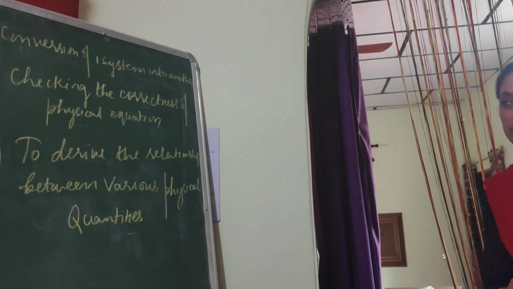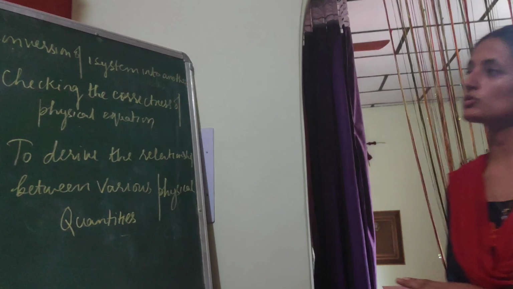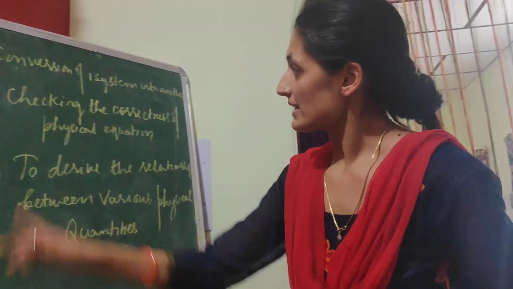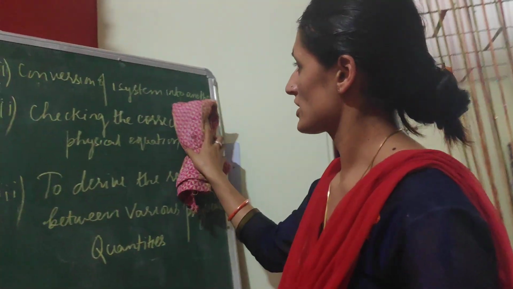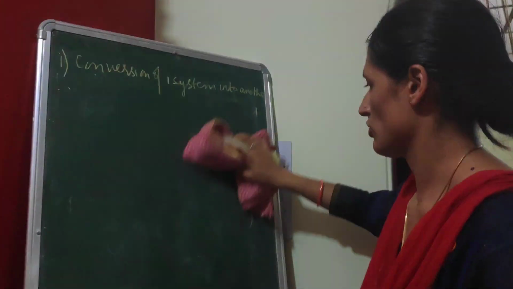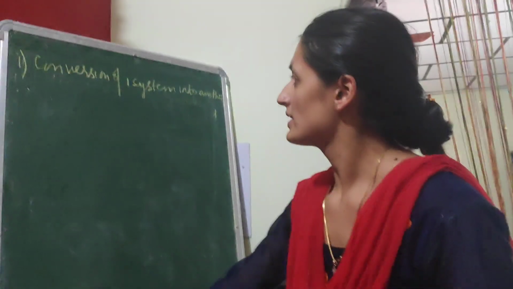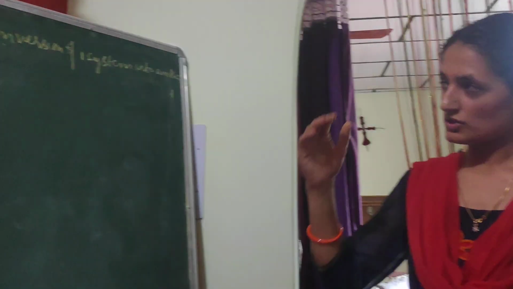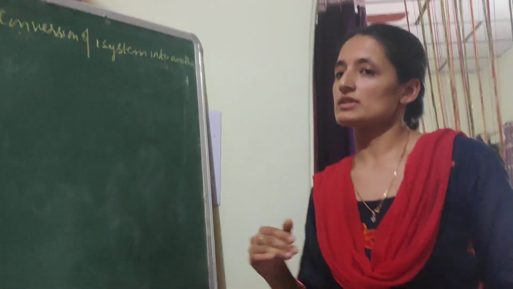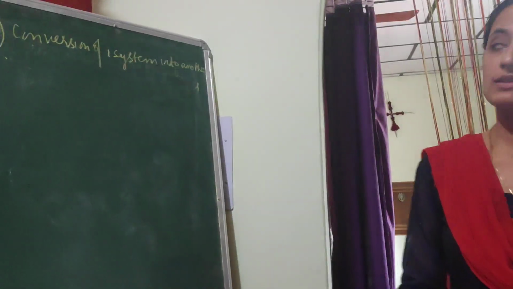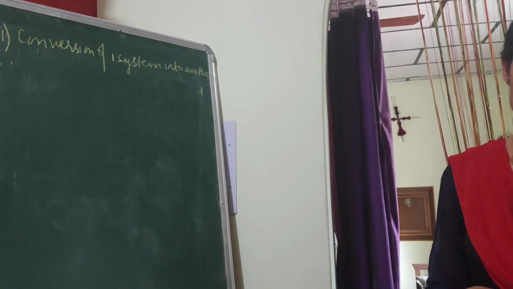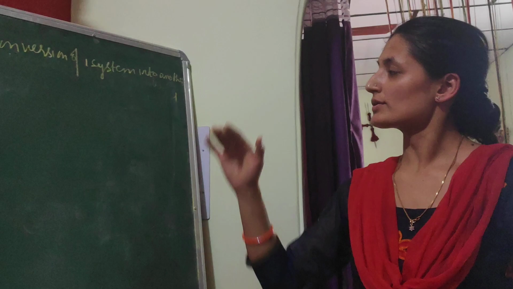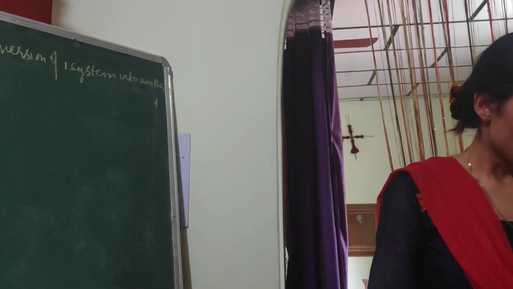Now these are the three things which we are going to discuss one by one. Let's start with number one, that is conversion of one system of unit into another. First of all, we will derive the relationship for this. Then after that we will do the numericals on this application. How are we going to convert one system of unit into another system?